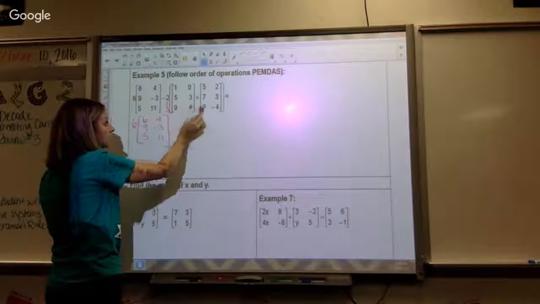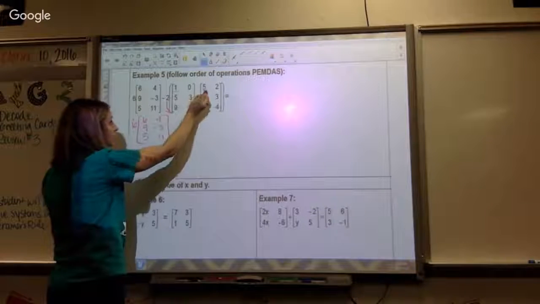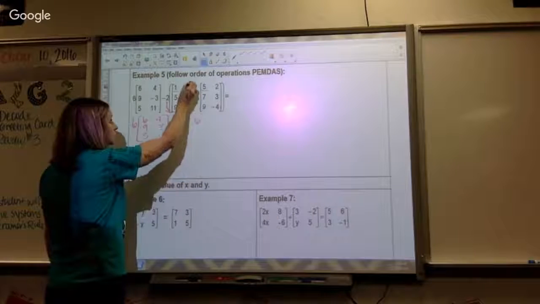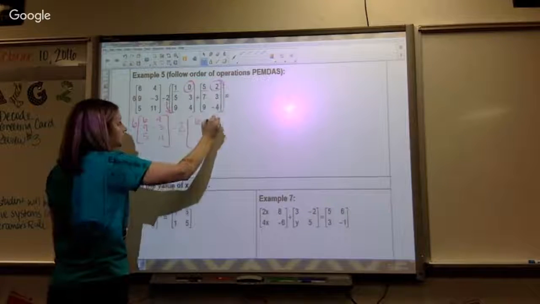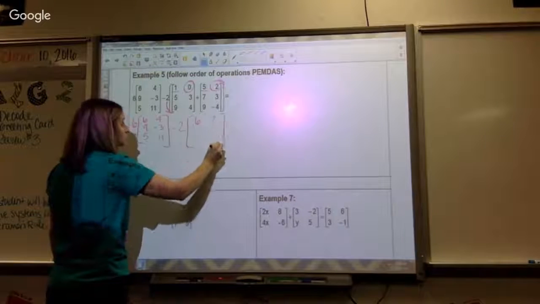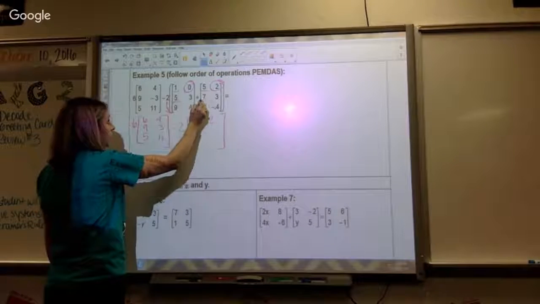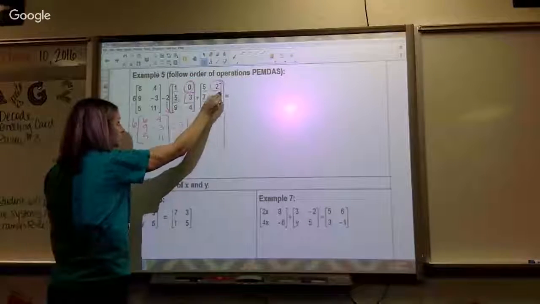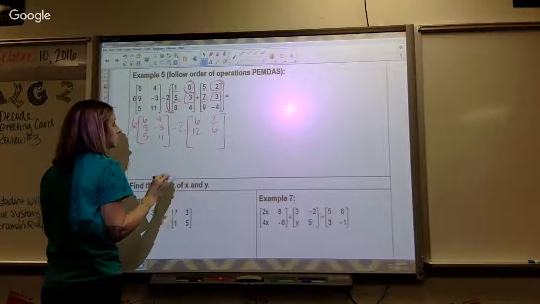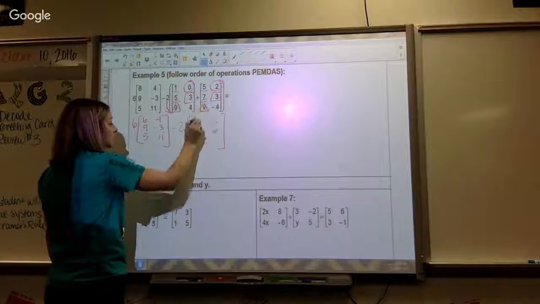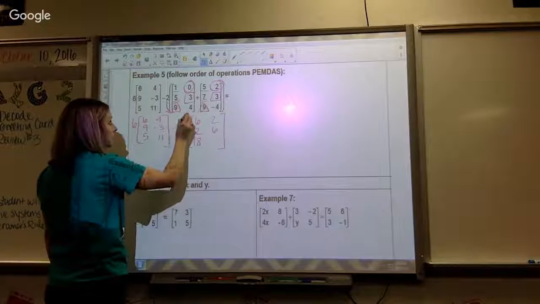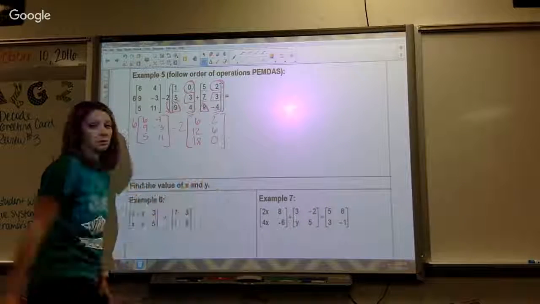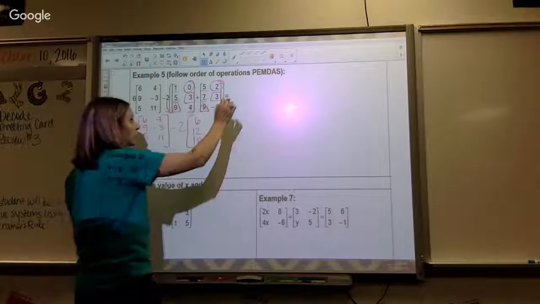So notice we're adding 2 matrices. Remember we talked about on the front, we'll just add the corresponding elements. So 1 plus 5, we get 6. 0 plus 2, we get 2. 5 plus 7, we get 12. 3 plus 3, we get 6. 9 plus 9, we get 18. And 4 minus, or plus a -4, we get 0. So we got rid of the parentheses.